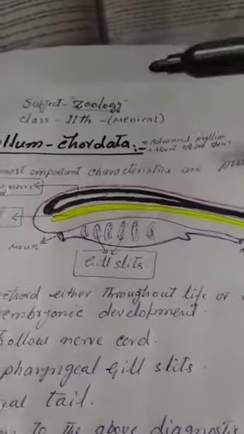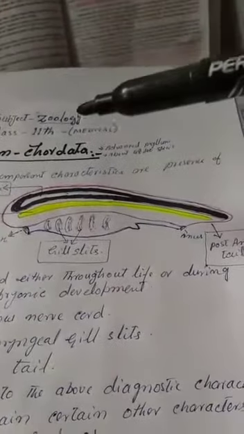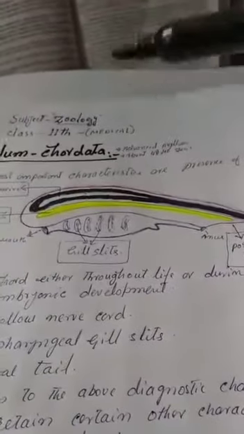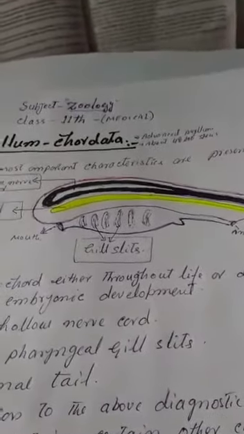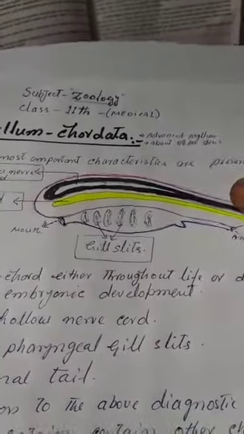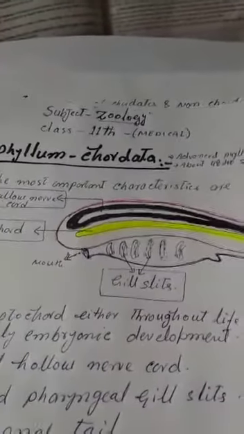Now, reproduction in chordates is only sexual. They lack asexual reproduction, and the sexes are always separate. Okay, these are the most important characters of the phylum Chordata.